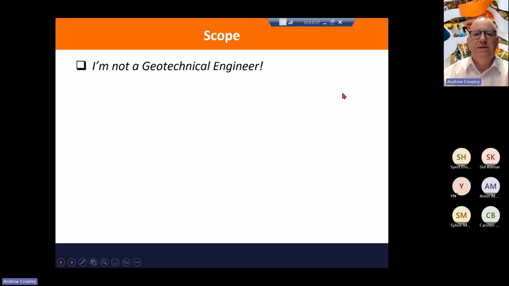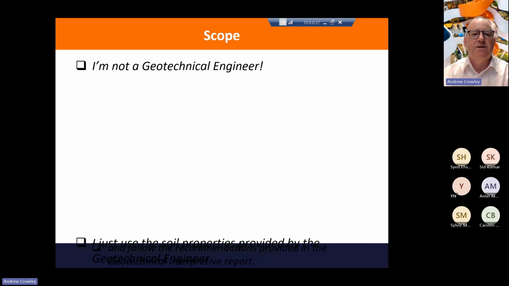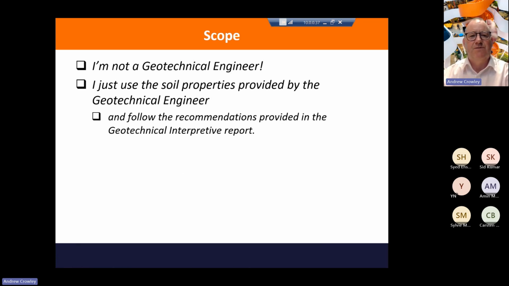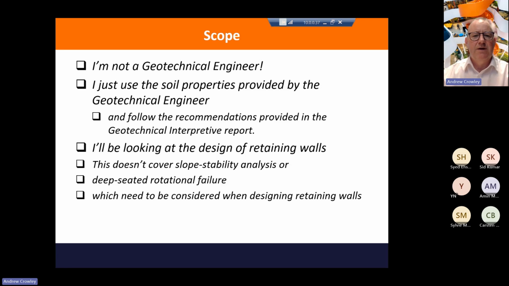So the scope, just a reminder that I'm not a geotechnical engineer. I just use the soil properties provided by the geotechnical engineer and follow the recommendations provided in the Geotechnical Interpretive Report. So I'll be looking at the structural design primarily, and in this case we're looking at retaining walls. We're not going to be looking today at slope stability analysis or deep-seated rotational failure. Now these are the things you need to look at as well when designing retaining walls, but you should do that in consultation with your geotechnical engineer.